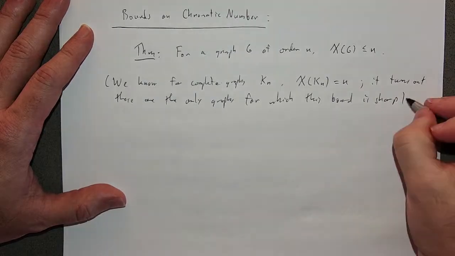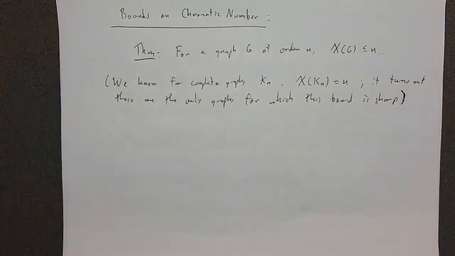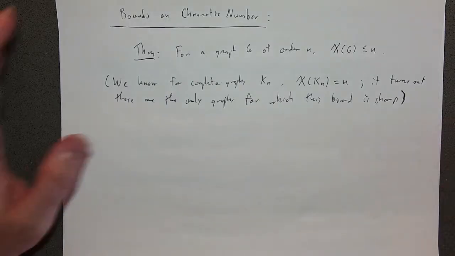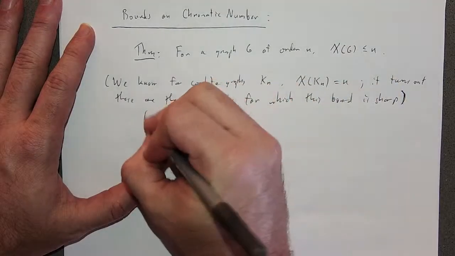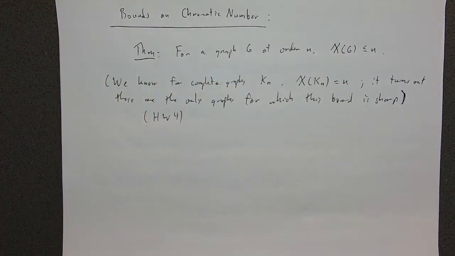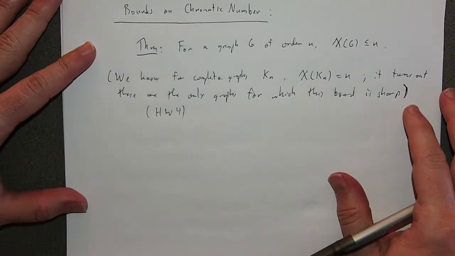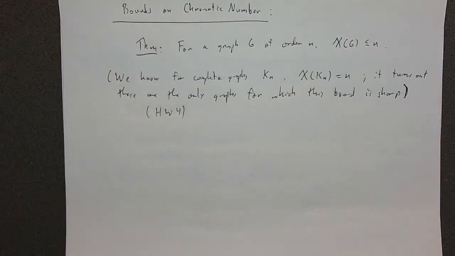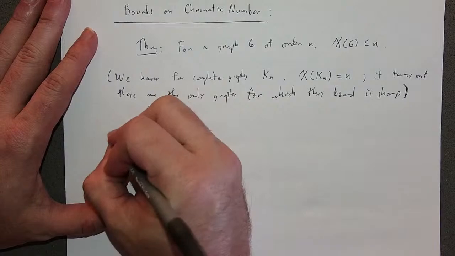So if the chromatic number is equal to the order of your graph, that graph has to be a complete graph. Okay, that will be an exercise. So this will be, again, homework 4. You'll show this. So I'll leave that for now. The question is, is there a straightforward way of coloring?